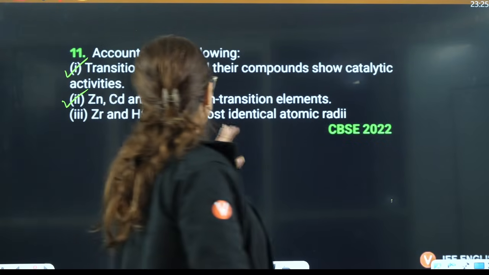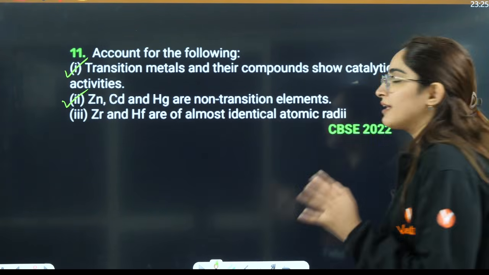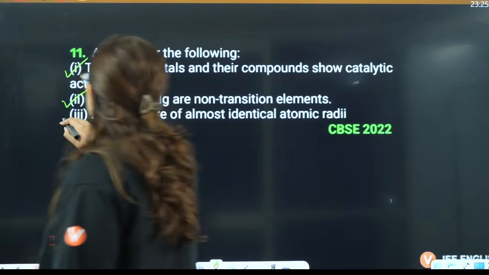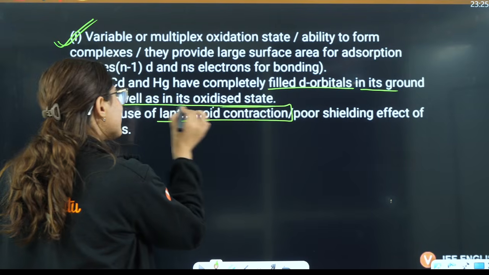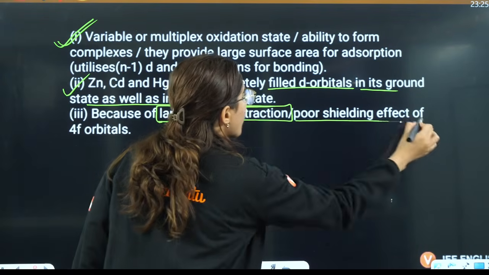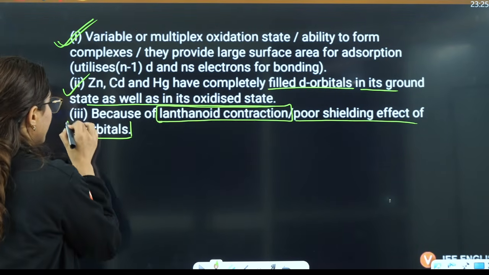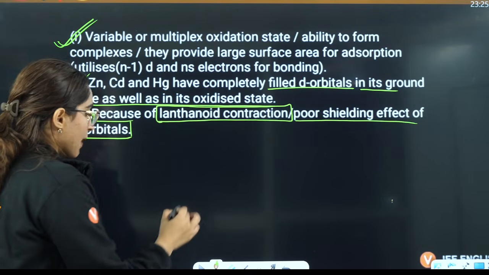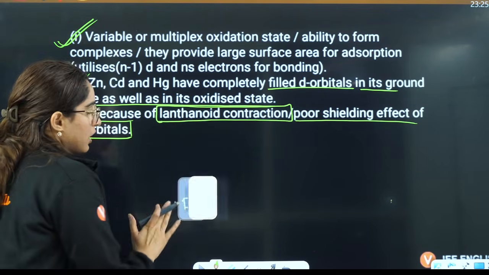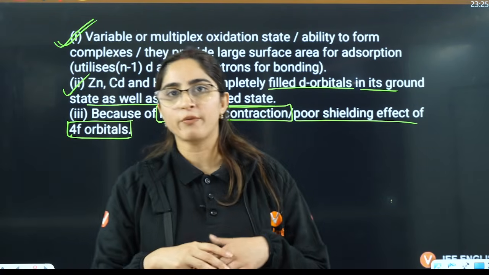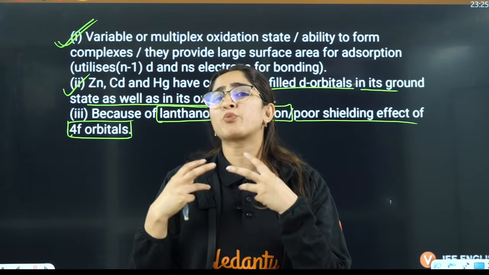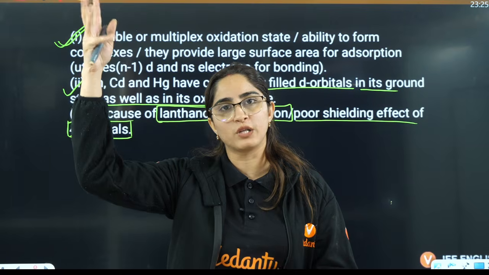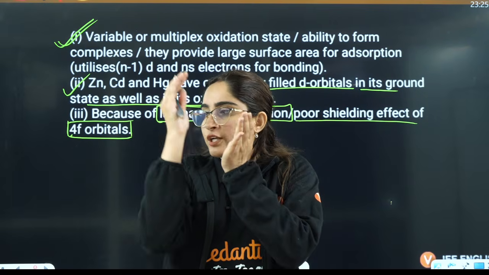Next, zirconium and hafnium have almost identical atomic radii. Why? The reason is lanthanoid contraction. What is lanthanoid contraction? It is the poor shielding effect of 4f orbitals in the lanthanoids. So what exactly happens? You have the addition of 4f orbitals. The outermost electron is here. These 4f orbitals are not able to protect the outermost electron from the nucleus, so attraction happens and they get contracted.